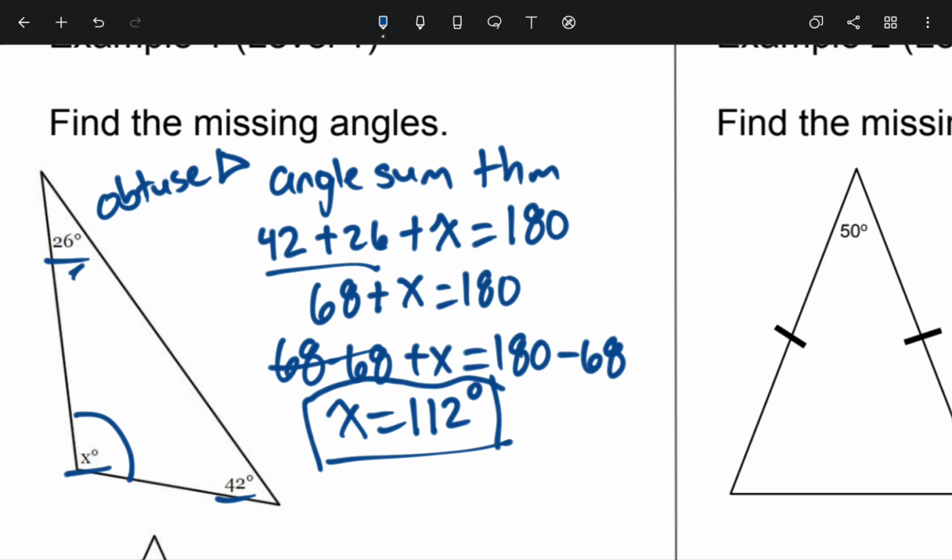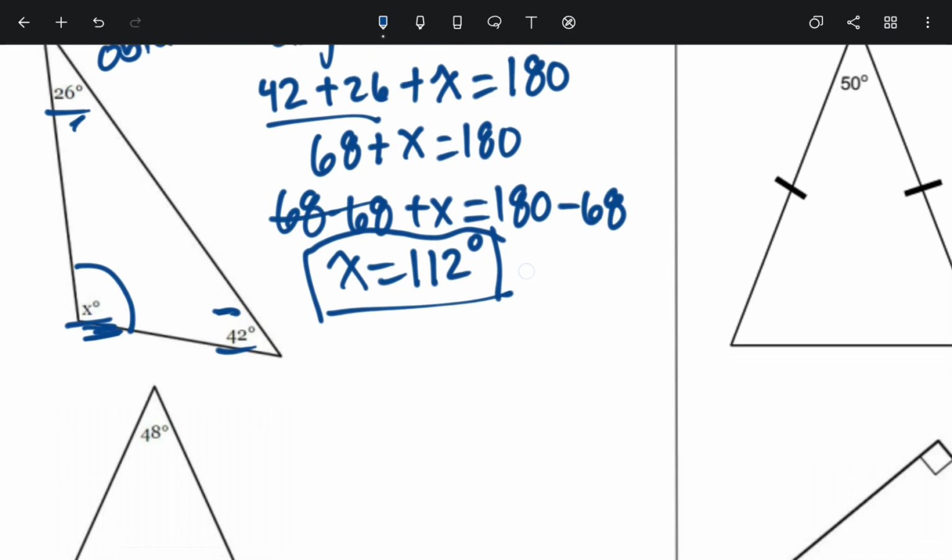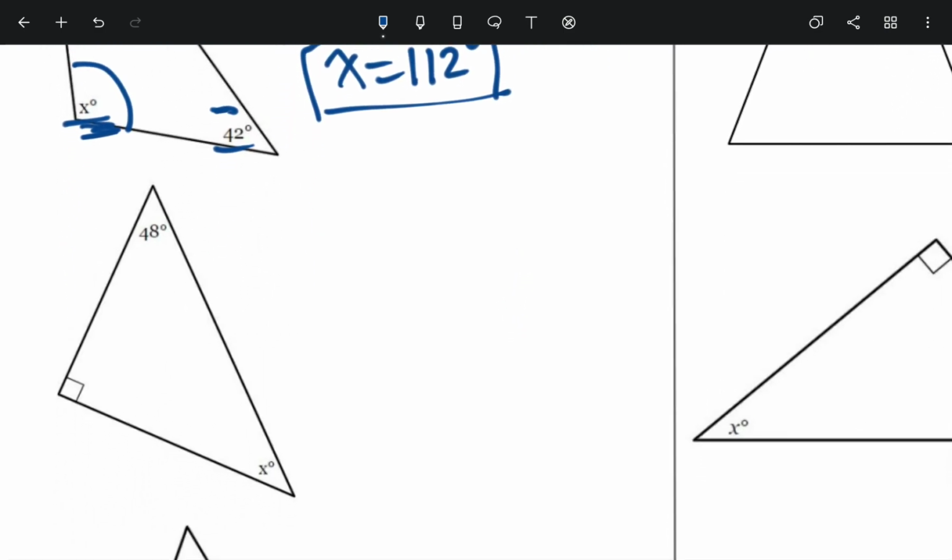As we can see, both of these interior angles are acute, but this x is obtuse, as we just calculated. Let's look at another one. So I see here we have this little square, which tells me this is 90 degrees. So we already know this is a right triangle.